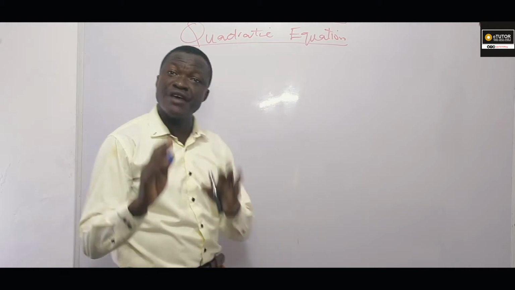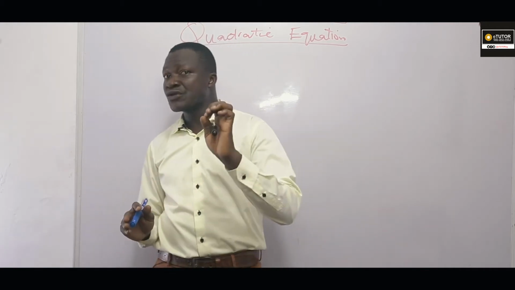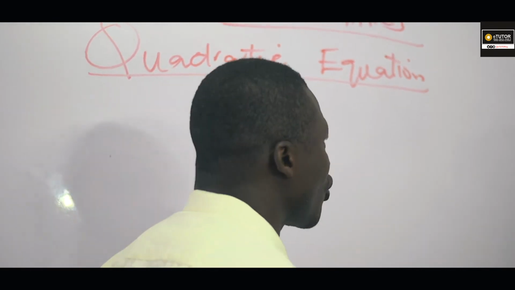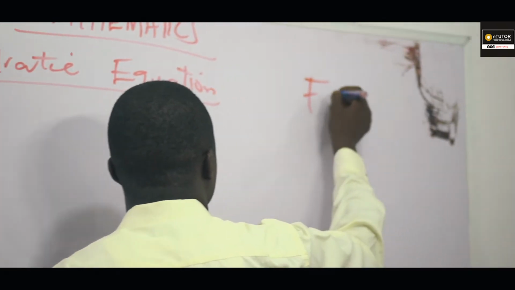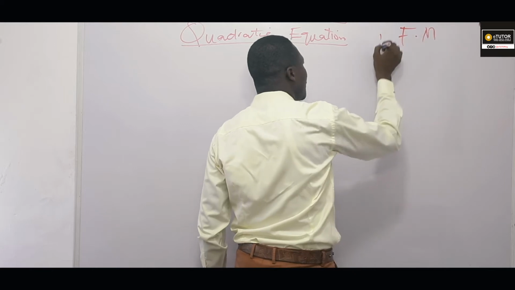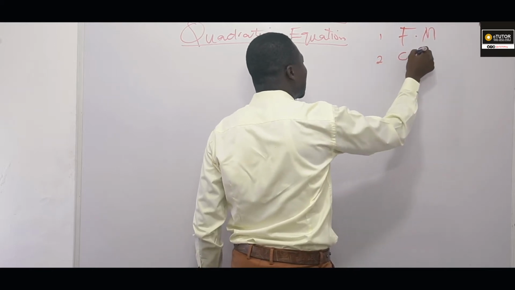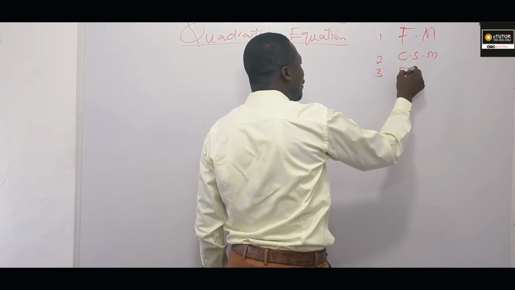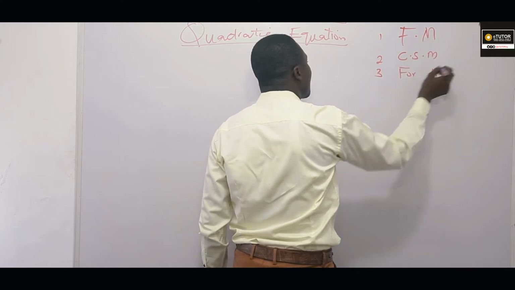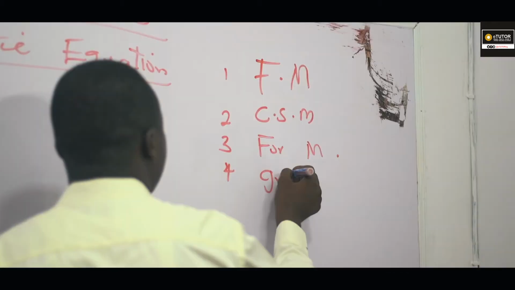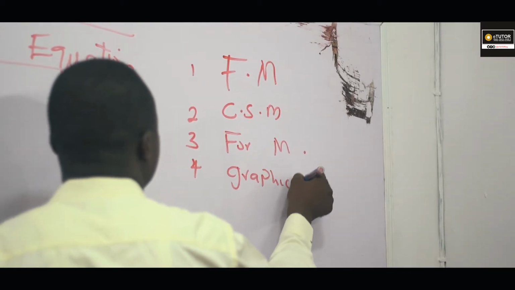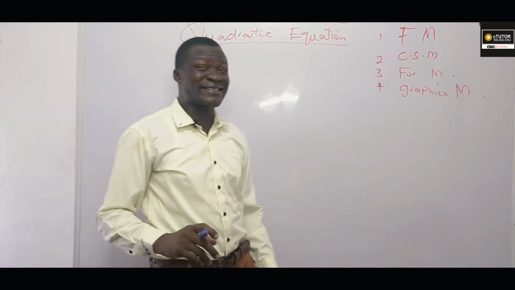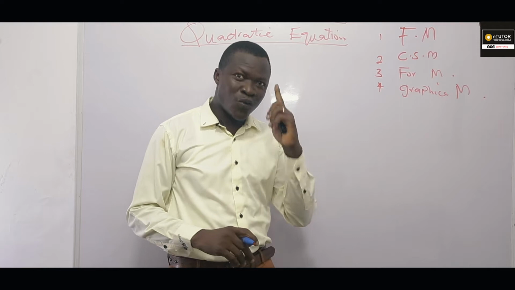There are 4 major methods used in solving simultaneous equation. 1, we have factorization method. 2, completing the square method. 3, we have formula method. 4, we have graphical method. Now, as this class is concerned, we are only interested in one and one.